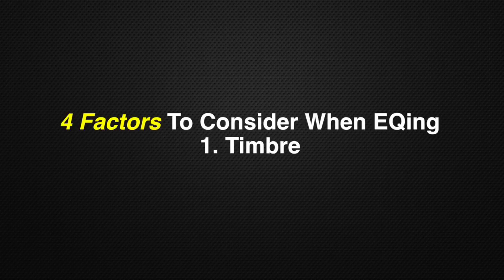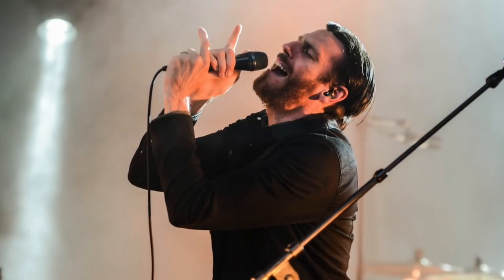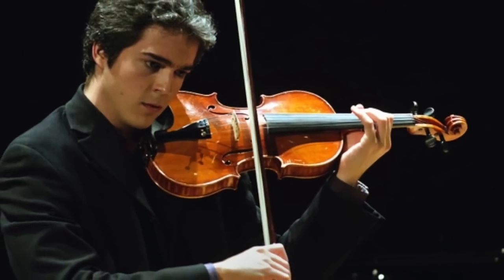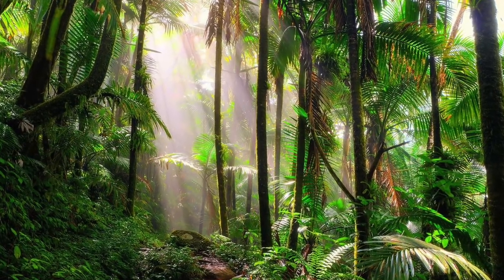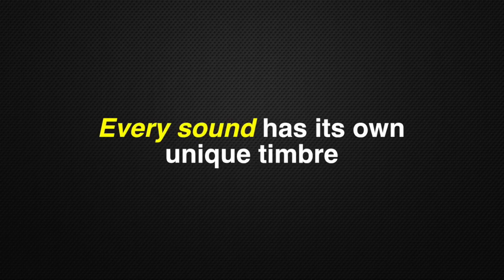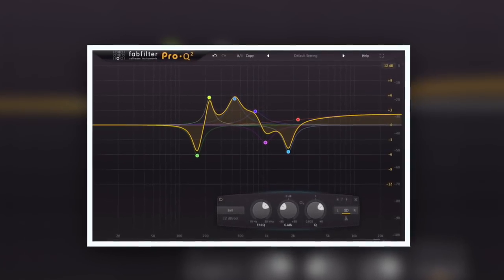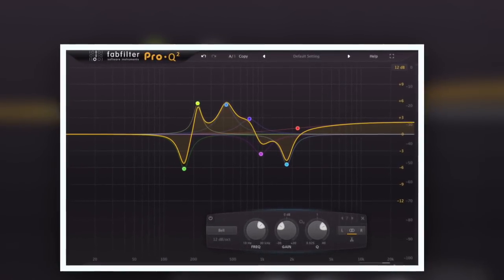The first factor that I consider when EQing is timbre. The timbre of a sound is its characteristics or tone quality. This is what distinguishes what a sound is, such as a voice, instrument, or really any other sound. The timbre of each individual sound is unique, and no one sound will have the exact same character, no matter how small or big the perceived difference in character is. This is why each individual sound needs to have its own custom EQ.